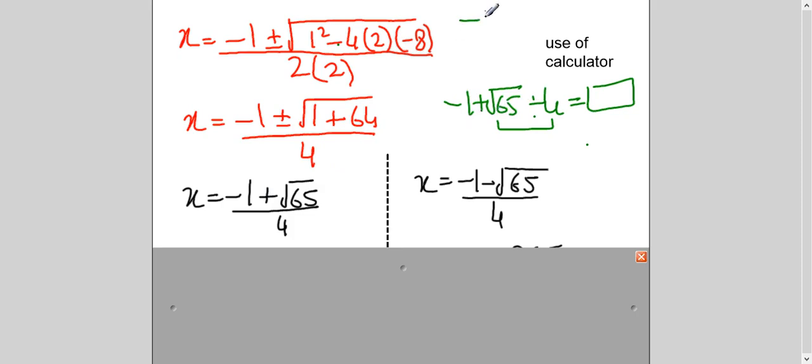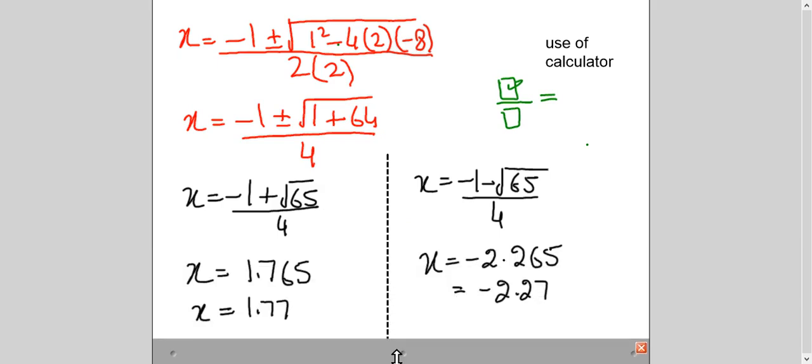After doing -1 plus root 65, you should press the equals button. Whatever the answer is, divide that answer by 4 and press equals, and you will get the right answer. And if you don't want to do all this, then on the left-hand side of the calculator you will see a fractional button like this. Use this button, write this whole numerator here and denominator here, and press equals. You will get the right answer.